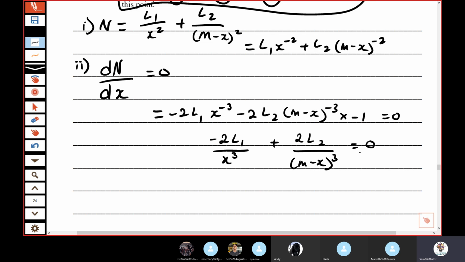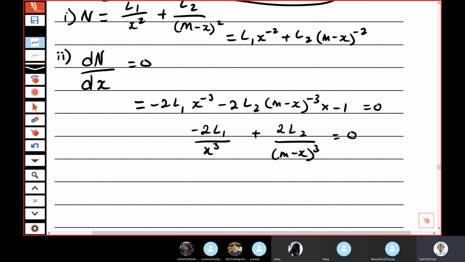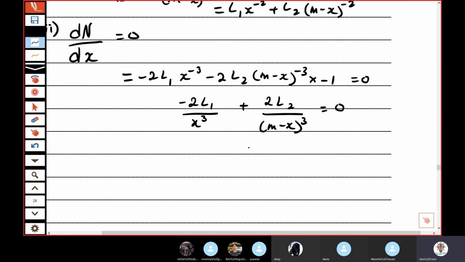don't run away from this. I said that to you guys last week. So when you see some derivative of the inside, chain rule. Just because it looks hard, don't run away from it. Unless you're extension 2, you might not see this as much. It's still good to know for your own math. 2L2 on m take away x cubed equals 2L1 on x cubed.